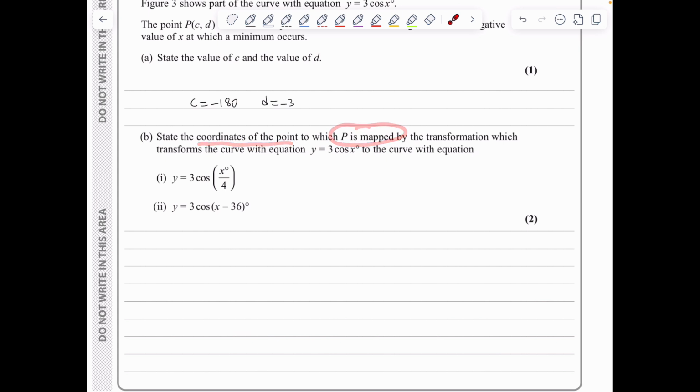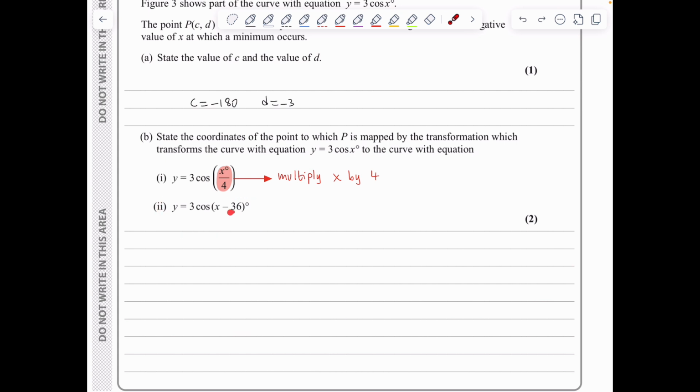In part B, we need to state the coordinates of the point to which P is mapped by the following transformation. So we are starting from y is 3 cos x, and we're now considering 3 cos of x over 4. Now that x over 4 means that we are multiplying x by 4, while for y is 3 cos x minus 36.